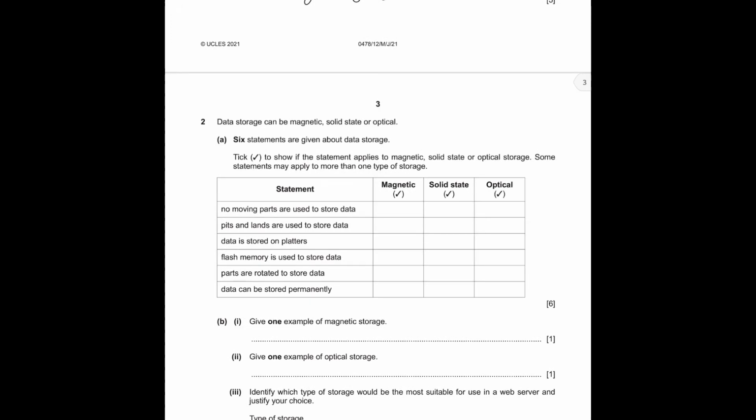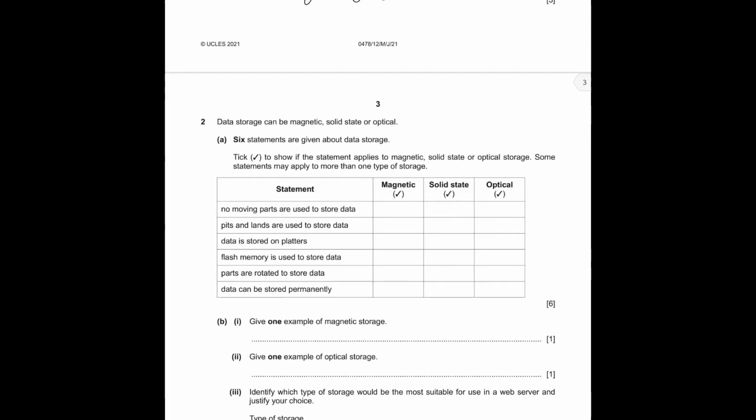Next part. Data storage can be magnetic, solid state, or optical. 6 statements are given about data storage. Tick to show if the statement applies to magnetic, solid state, or optical storage. Some statements may apply to more than one type of storage. Okay, so how are we going to do this? The first statement is that no moving parts are used to store data. This is basically mainly related to remembering data. You have to remember the information about what the magnetic, solid state, and optical storage mediums are.